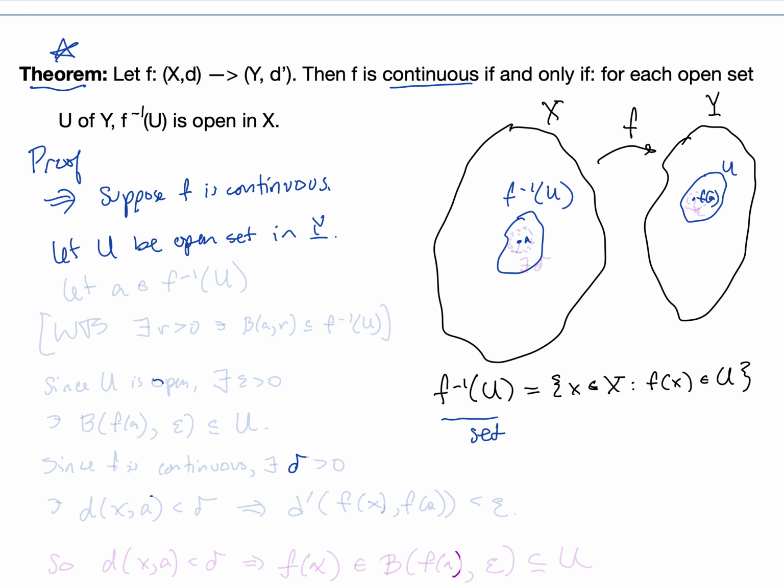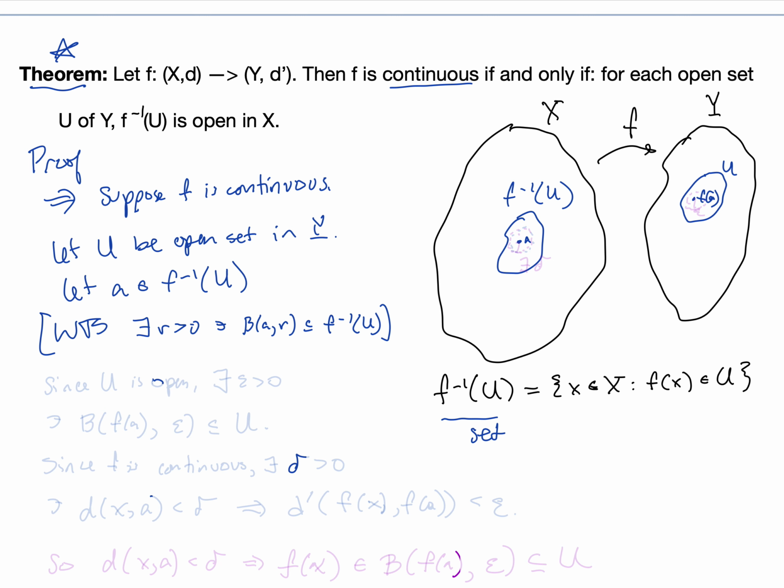And let A be an element of f inverse of u. In order to show that f inverse of u is open, we want to show that there exists some r greater than 0 such that the ball centered at A of radius r is completely contained inside of f inverse of u. That's the definition of an open set, or an equivalent definition to being an open set.